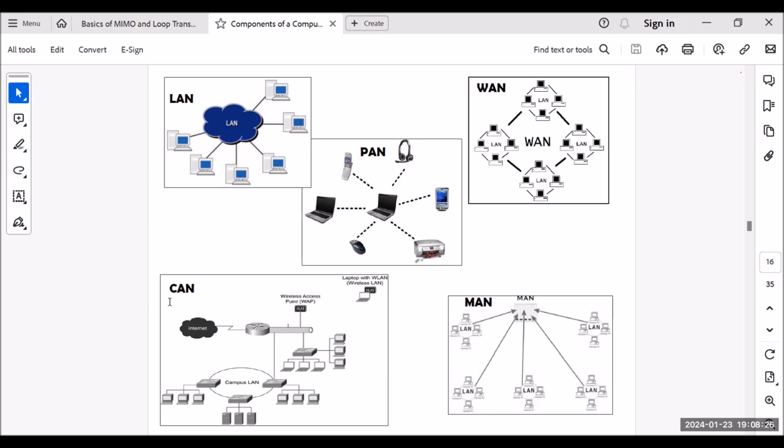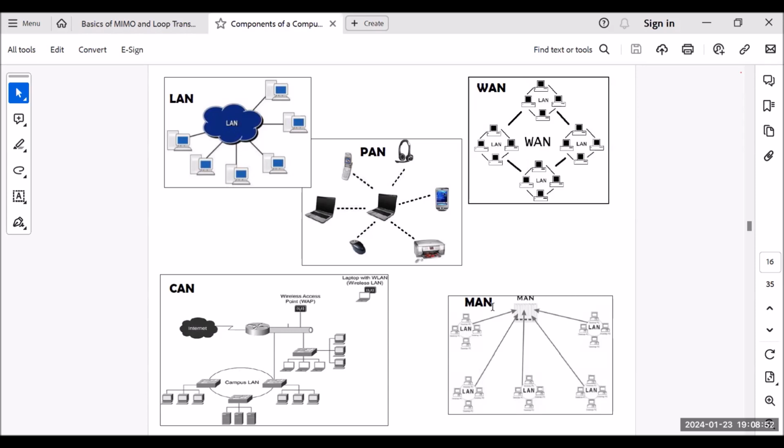Okay, coming to the campus area network, you can see that we have an internet and centralized router, wireless access points, and then sort of LAN networks in between that, but obviously under the geographical area of some campus. That is the campus area network. And then we have MAN, the metropolitan area network.